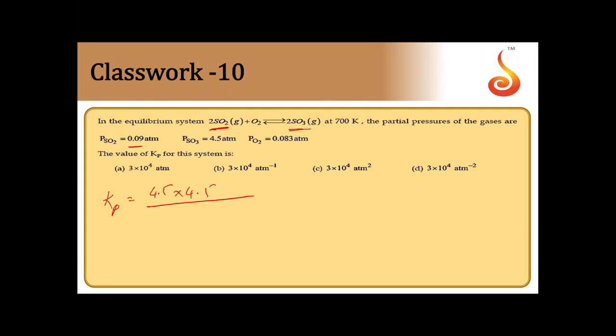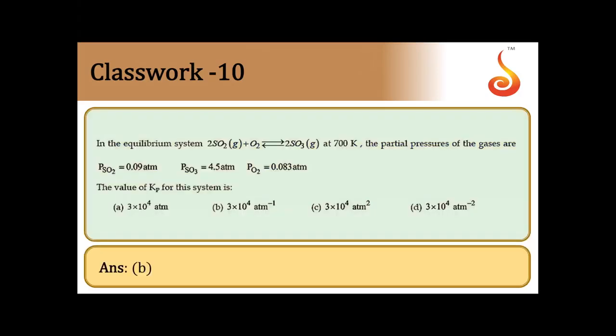SO2 is 0.09, so 0.09 squared, into the partial pressure of O2. O2 is given as 0.083, so into 0.083. Applying the direct formula and simplifying, we get the value 30120, which is equal to 3.01 into 10 to the power of 4. The option is B here. They have directly given us partial pressures, so we can apply the direct formula itself. So B is the answer.